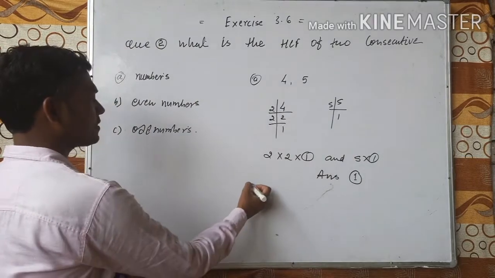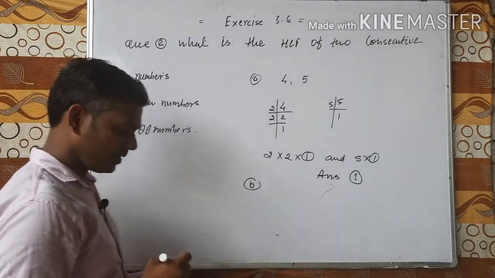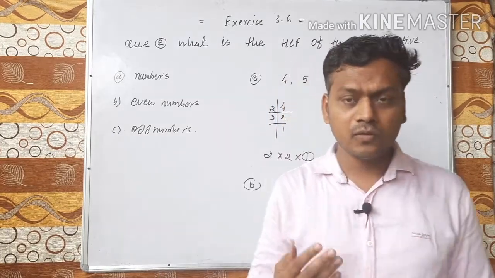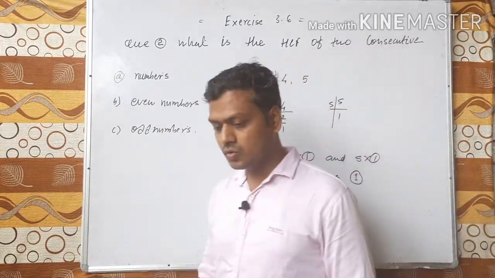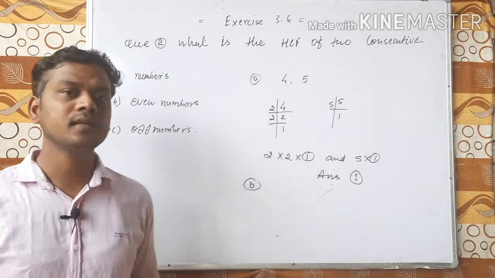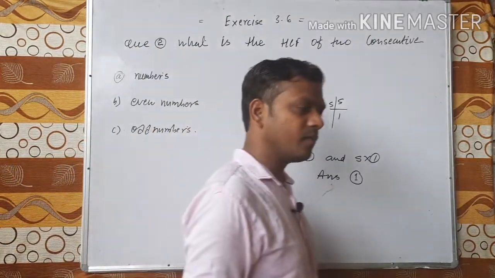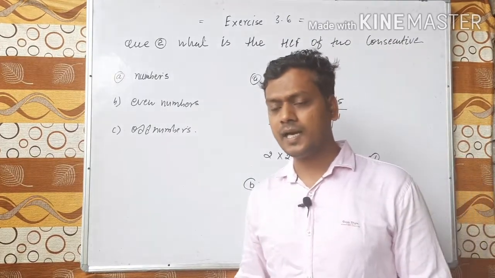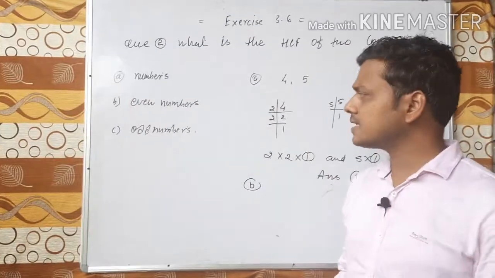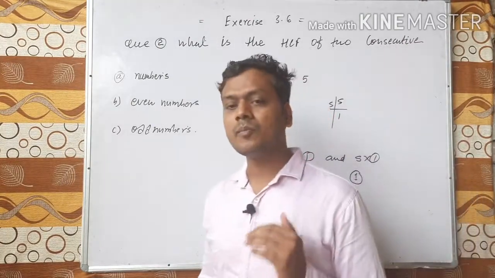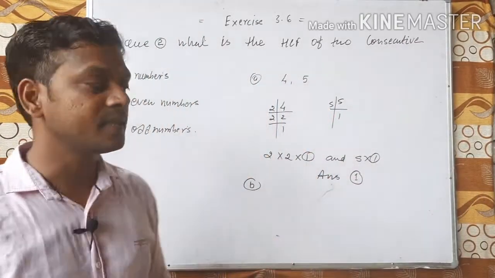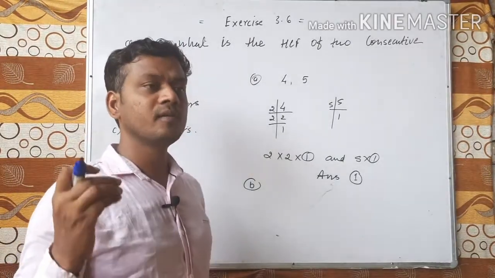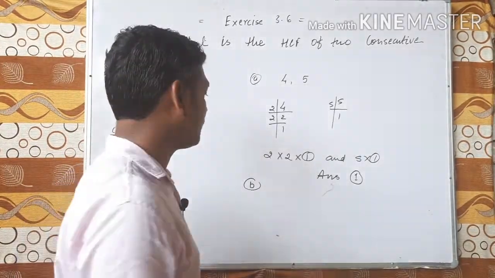Now question B, even numbers. Okay, even number means the table of 2, that is divisible by 2, it is an even number. So 2, 4, 6, 8, 10, 12 and so on are even numbers. Even number means a number that is easily divisible by 2. So we can say that is an even number, but find their HCF. Okay, so for example you can take any numbers, but remember that they are even numbers.